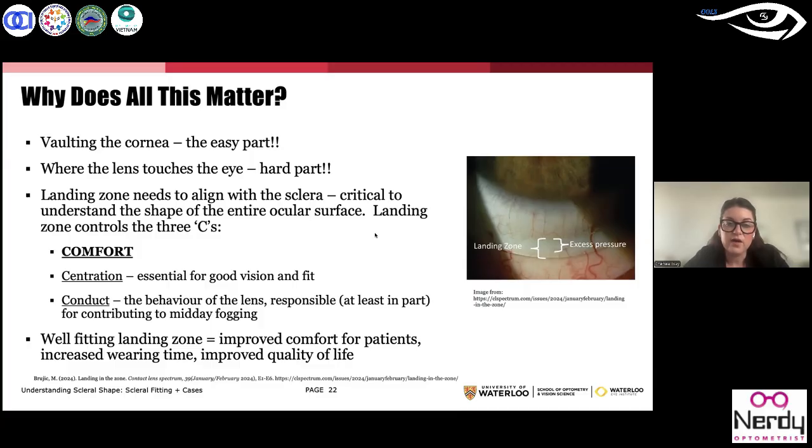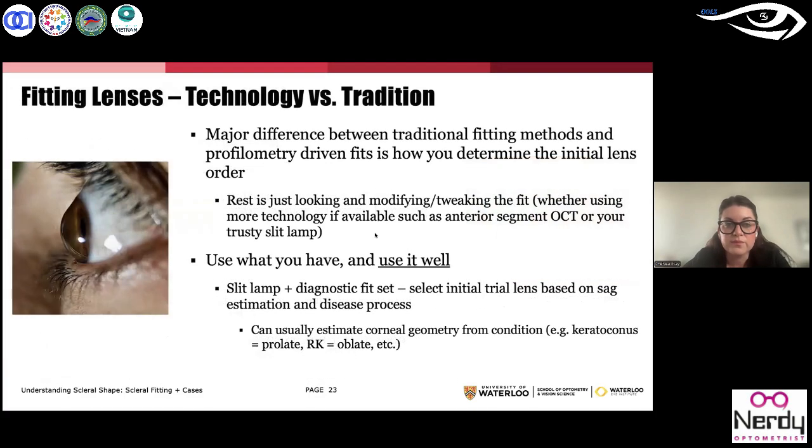Interesting picture there of just part of the landing zone, and you can see where the outer part of the landing zone, that outer haptic, is pressing more on the sclera. We would refer to this as a toe down compression. If we think of the whole landing zone as a foot, that outer part is the toe, the part that's not aligning nicely to the sclera. It's compressing, so that's going to lead to some problems.